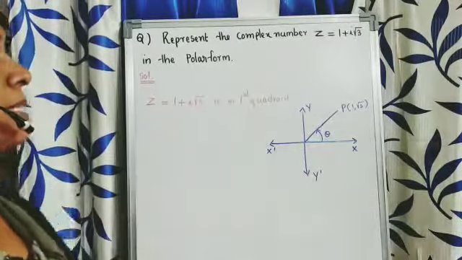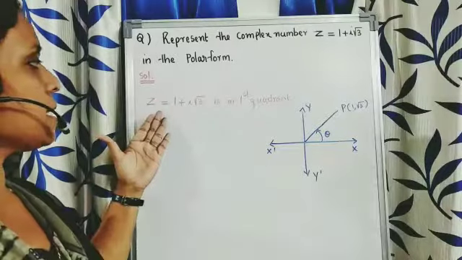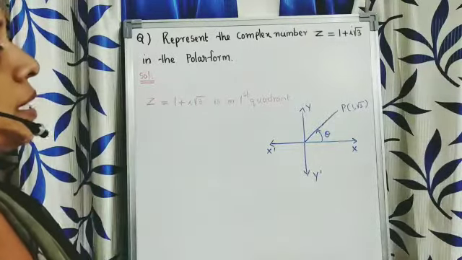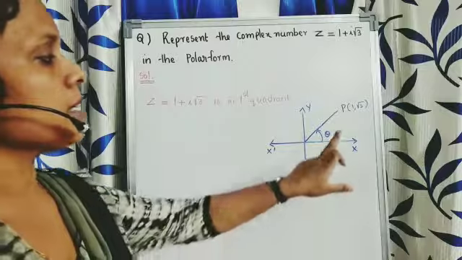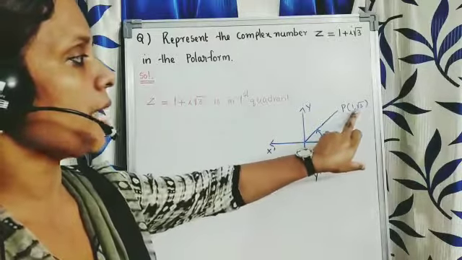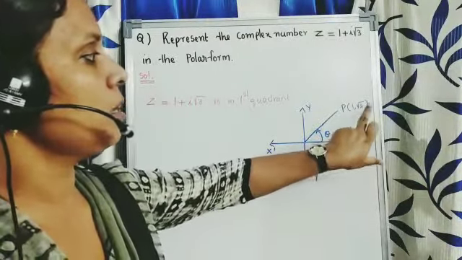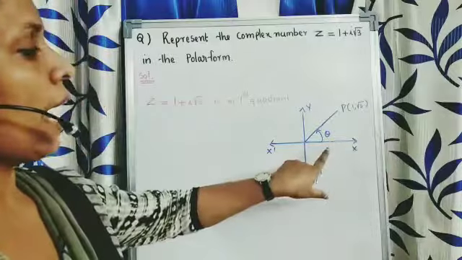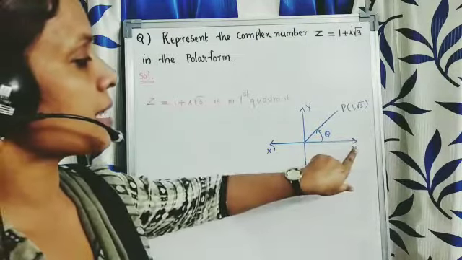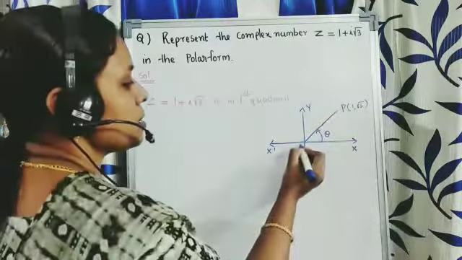The graphical representation of the complex number z = 1 + i√3 is this. Here the point P, that is (x, y), where x is 1 and y is √3. The angle between the positive x-axis and OP is theta.